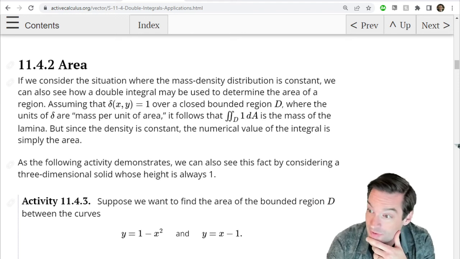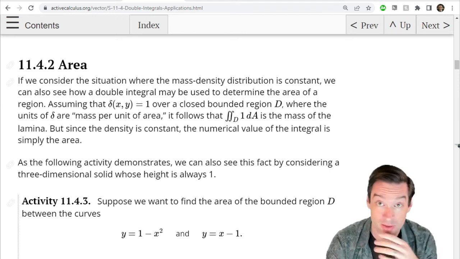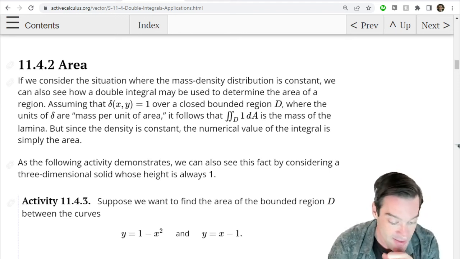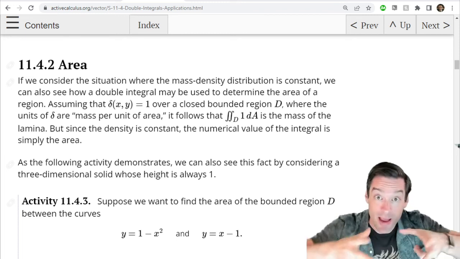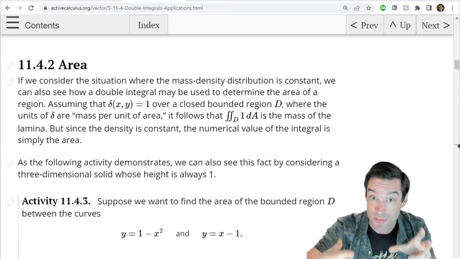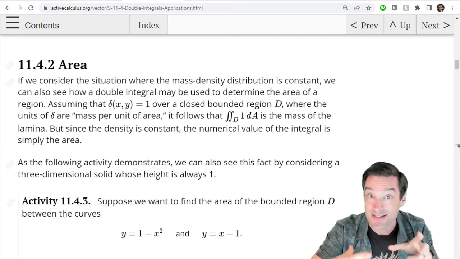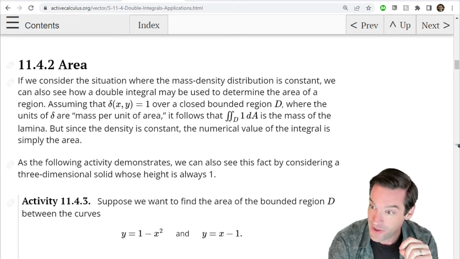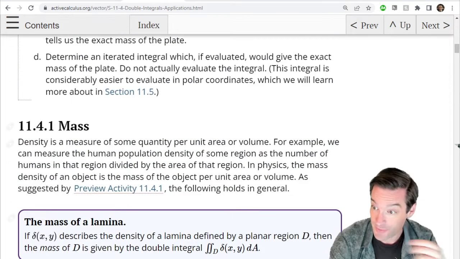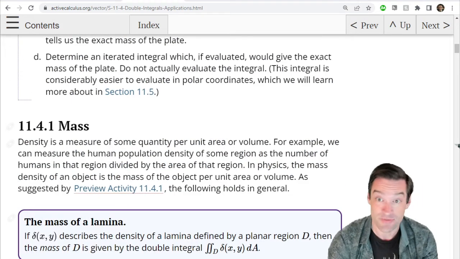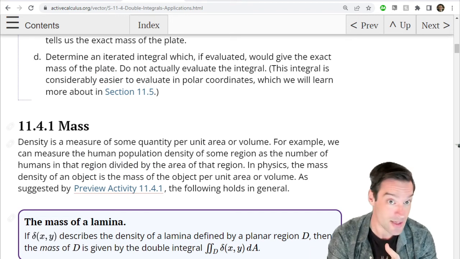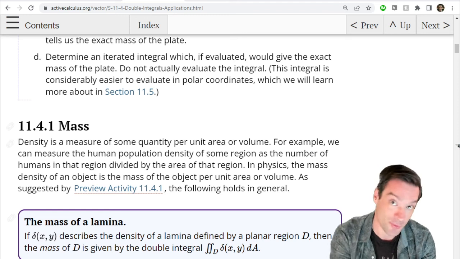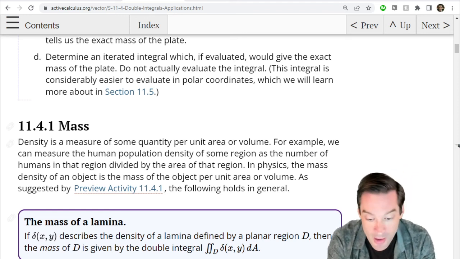So this function that we integrated, this 1, in the case of getting an area, is kind of a stand-in for something that we can allow to vary if the material out of which my two-dimensional region is made varies in density. So that function we're integrating might be called a density function. And if that's a density function, density is defined as the mass of something per unit area in this case, or per unit volume if we do a triple integral, as we'll do in a couple of days from now.